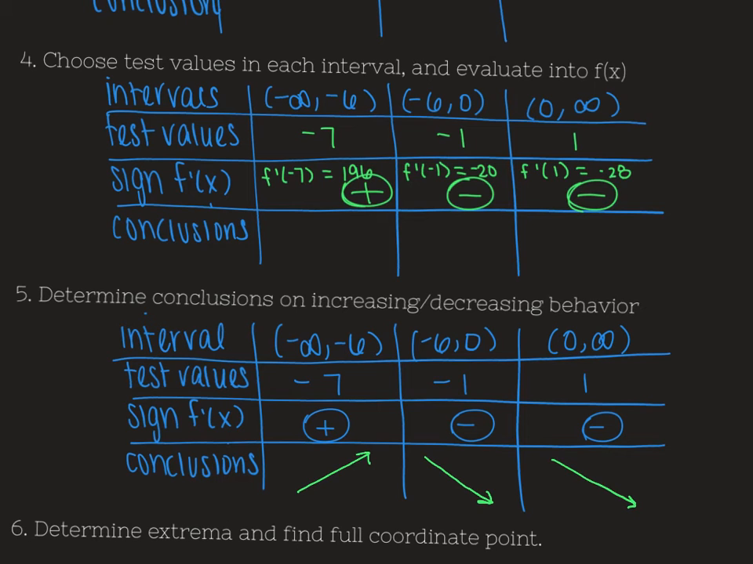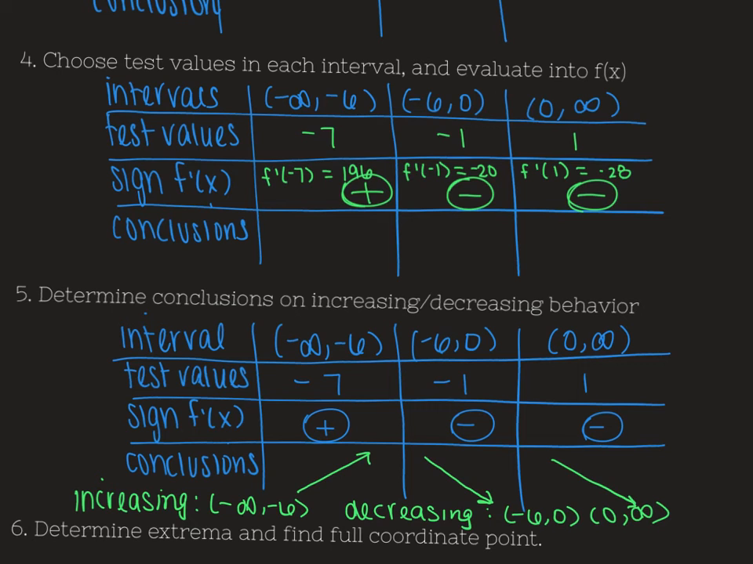When you're writing out your solution or typing it in, it might ask you for the intervals of increasing or decreasing behavior. So you would say increasing, and then list the intervals here. It's going to be increasing during negative infinity to negative 6, and then decreasing through my other intervals, so negative 6 to 0, and then also 0 to infinity. So now that I'm looking at it, you could probably just do negative 6 to infinity. Let's go down to step 6.